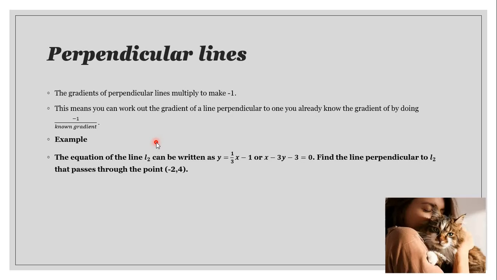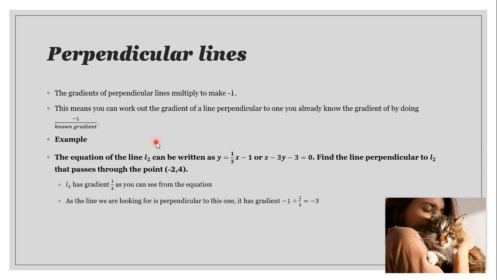So the equation of the line L2 can be written as y equals 1/3 x minus 1, which is the same as x minus 3y minus 3 equals 0. Find the line perpendicular to L2 that passes through the point (minus 2, 4). So L2 has gradient 1/3, as you can see from the equation. As the line we are looking for is perpendicular to this one, it has a gradient of minus 1 divided by 1/3, which is the same as minus 3.